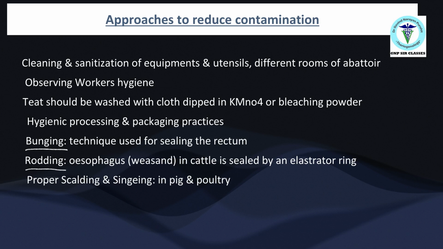Approaches to reduce contamination. Cleaning and sanitization of equipment and utensils, and different rooms of the abattoir. Observing workers' hygiene. Teeth should be washed with cloth dipped in KMnO4 or bleaching powder. Hygienic processing and packaging practices. Bunging, a technique used for sealing the rectum. Rodding: the esophagus, weasand, in cattle is sealed by an elastrator ring. Proper scalding and singeing in pig and poultry.